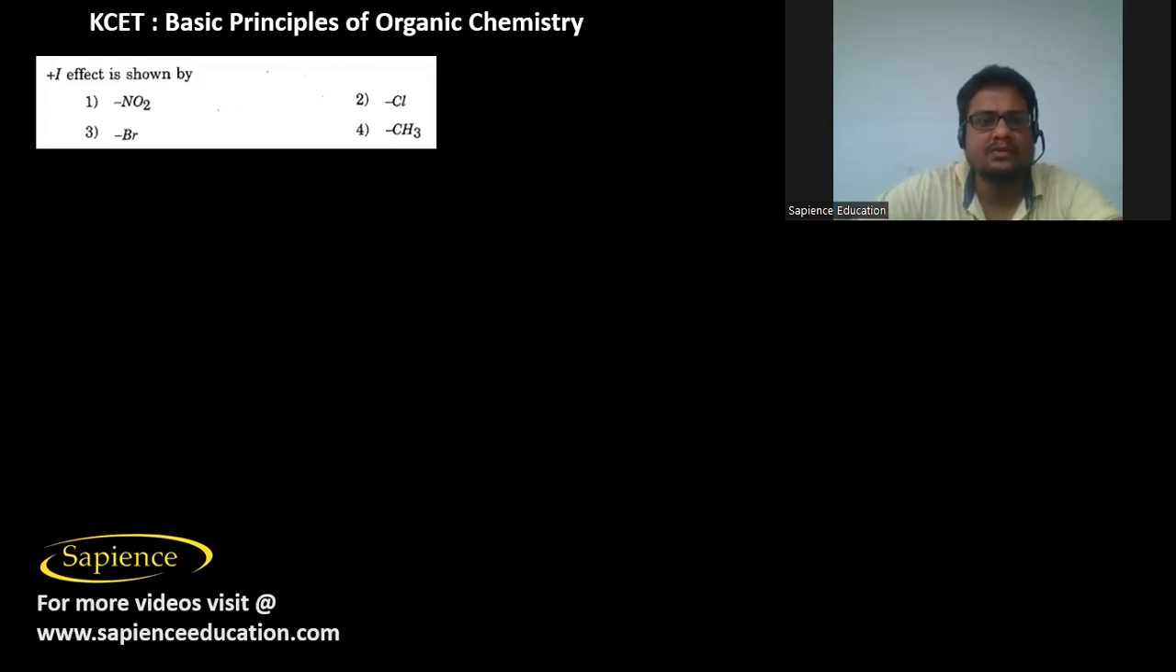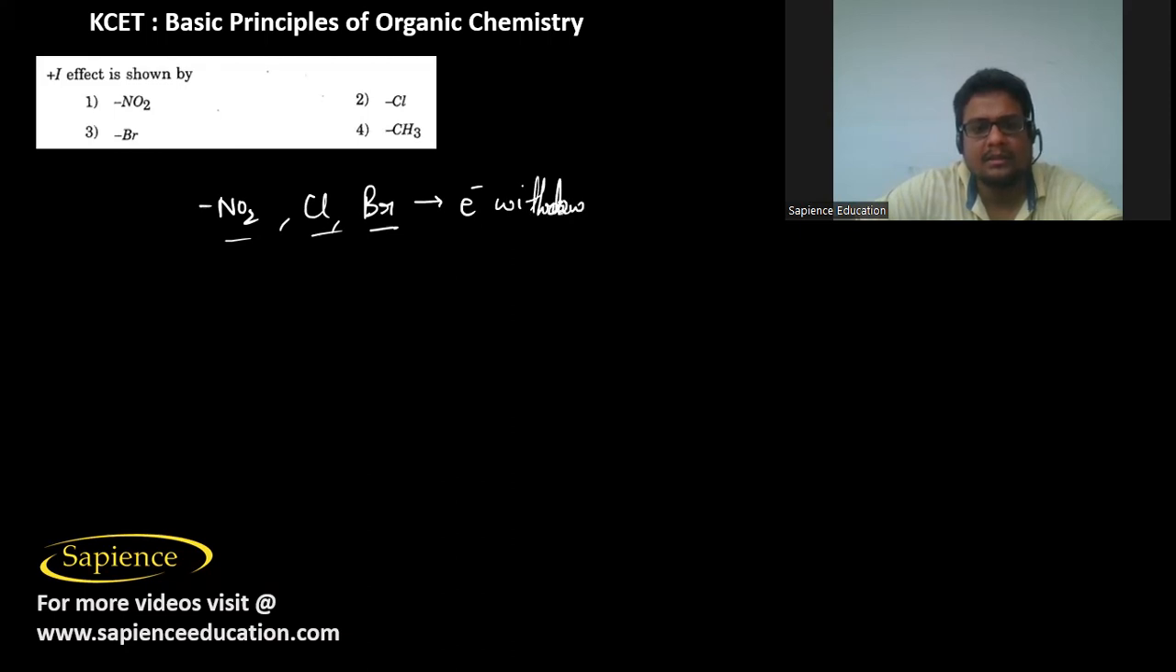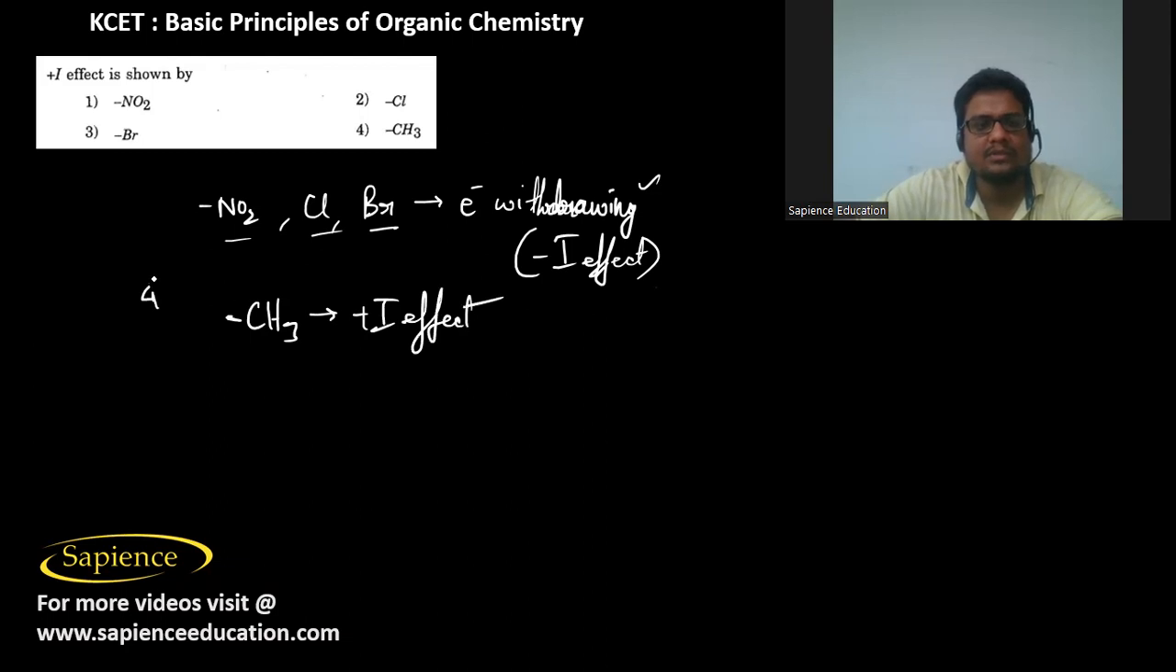Then, plus I effect is shown by. So NO2, Cl and Br, all halogens and the nitro group, are all electron withdrawing groups. So they will show minus I effect, the negative inductive effect. And only CH3, which is the methyl group, will show plus I effect. So option 4 is the correct answer.